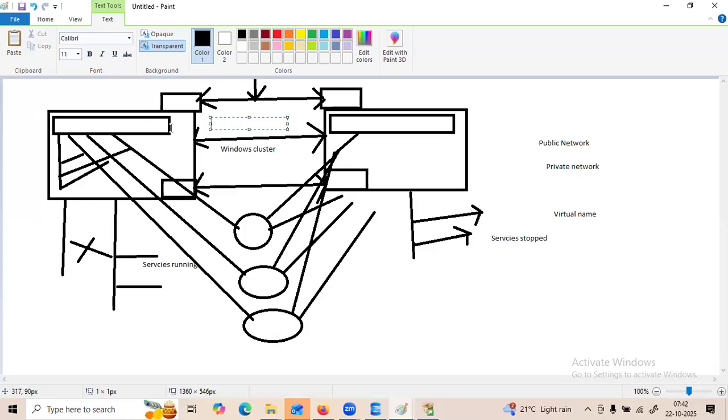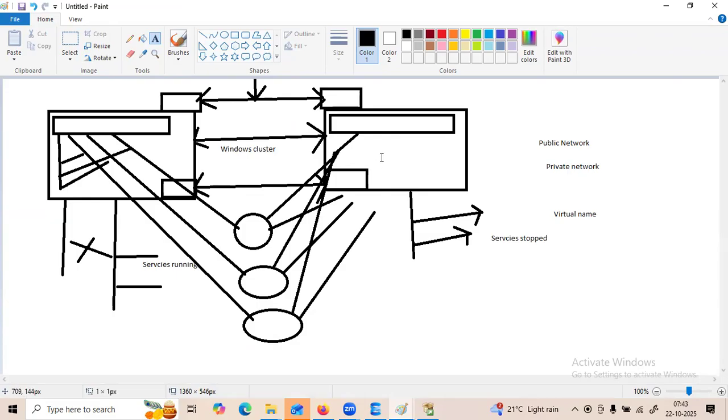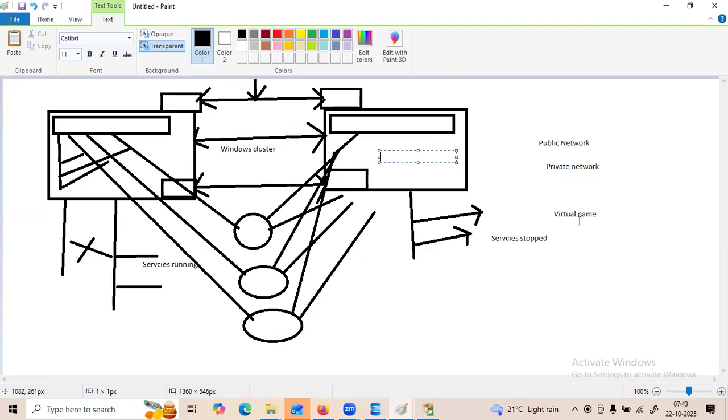Suppose there is a failover, what will happen? The client will connect to the active node. Why? Because this one is stopped and this one is running. This client access point will divert it to the other computer, and from there SQL Server will be accessed. Why? Because all our resources will be running on this computer. So that is the reason we use the virtual name while installing SQL Server.